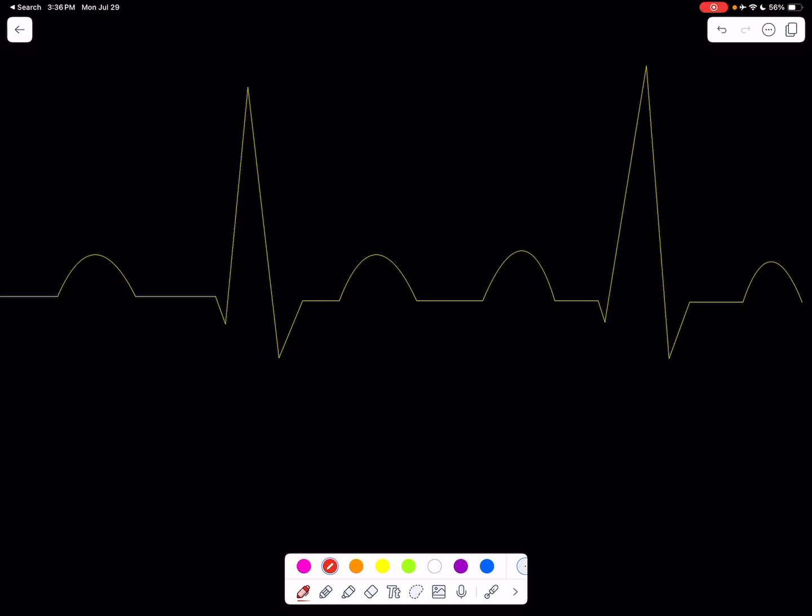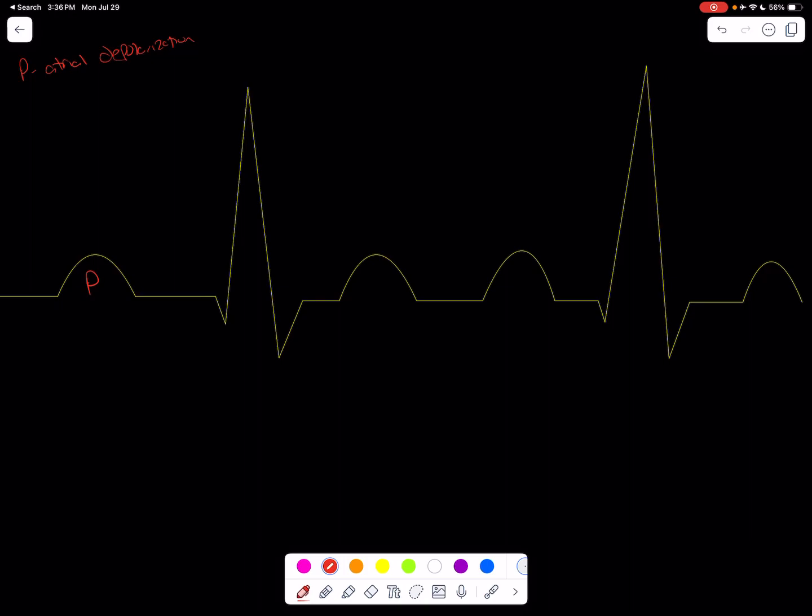Okay, so we've got our P wave here. And so this is the first wave that's occurring in the EKG. And so a wave is just some place where we can measure electrical activity. Okay, with the P wave, the P wave is where the atria are depolarizing. So we've got atrial depolarization.